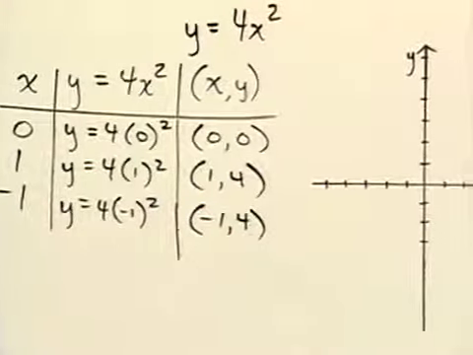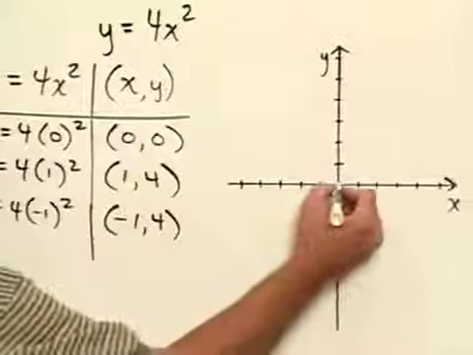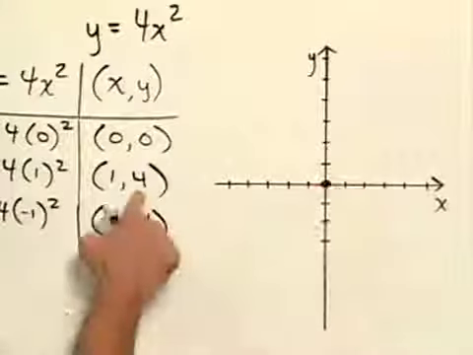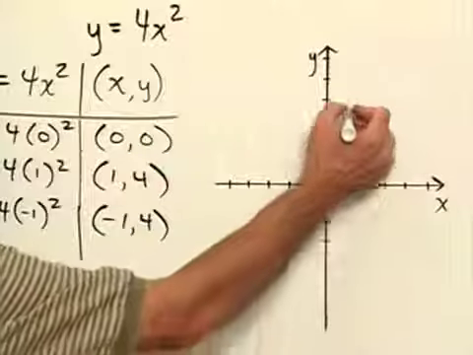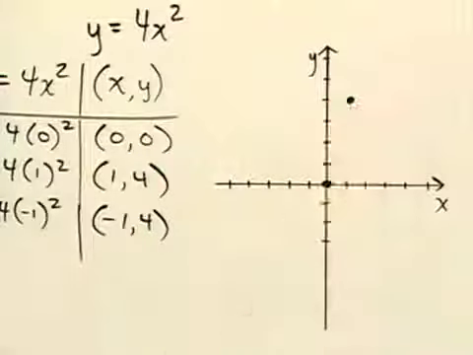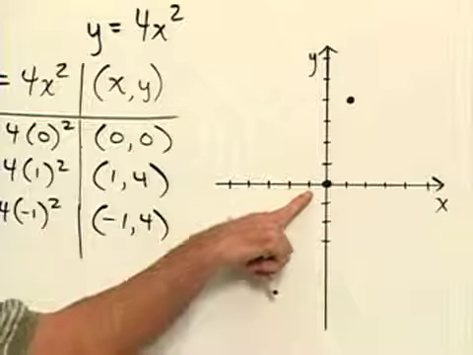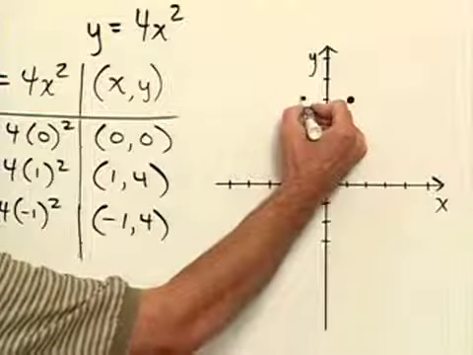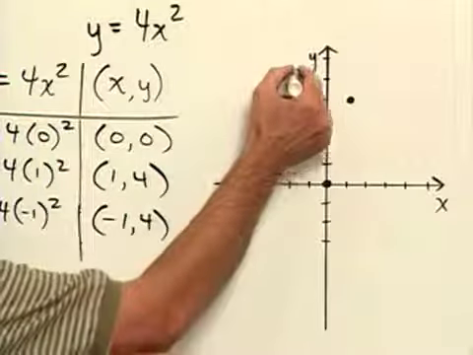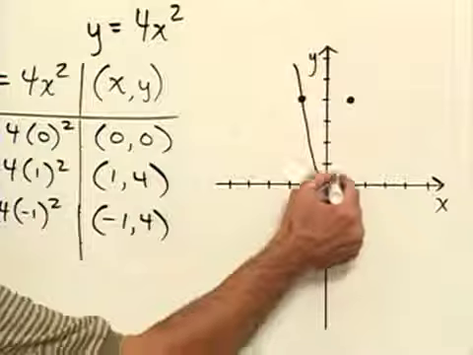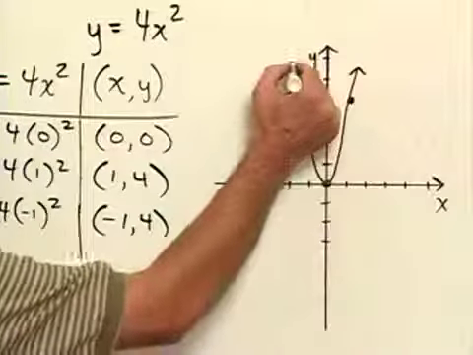Let's graph those. 0, 0 is the origin, right here. 1, 4 is 1 to the right, and 4 up. And 1 to the left, the last point, and 4 up would be right here. Now if we graph this equation, it will end up being a parabola, which is a U-shaped graph like this.